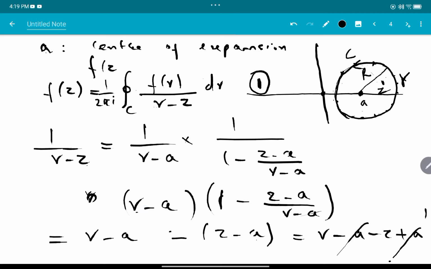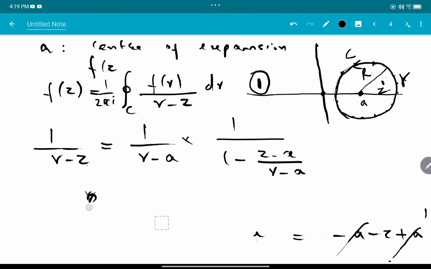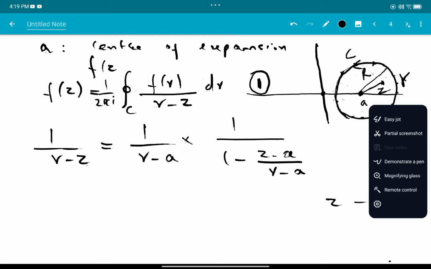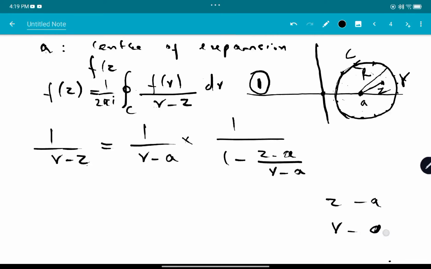No problem in that. Now you will ask, sir, why did you do this? Yes, I will tell you why. Look at z minus a. z is any point in this disk. Now I have shown this z here, for example. Compare this z minus a with gamma minus a. Whose modulus will be more? Definitely gamma minus a, because that is on the boundary, and z is inside the boundary. So z minus a is smaller, gamma minus a is larger.